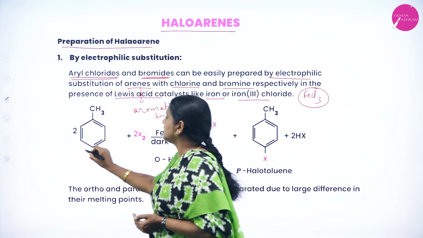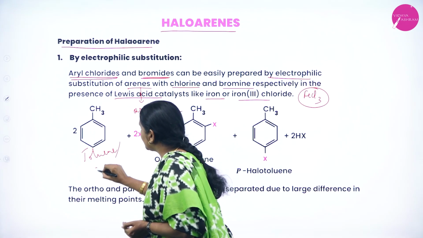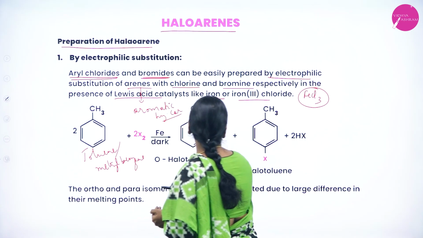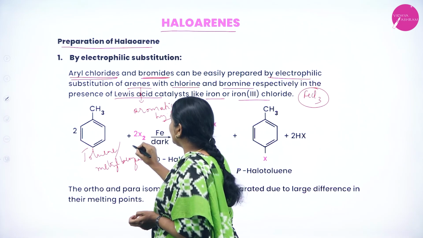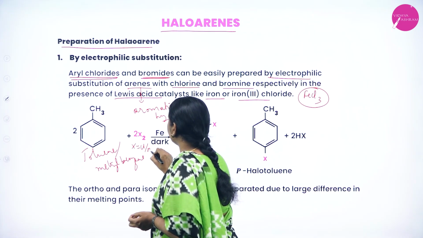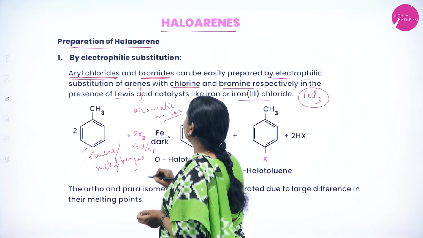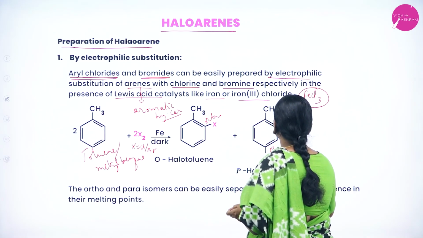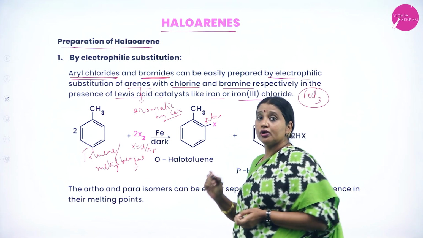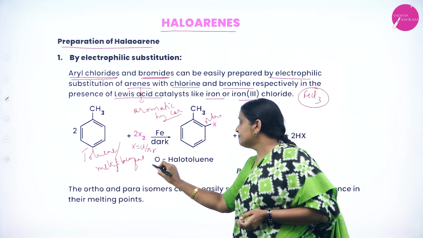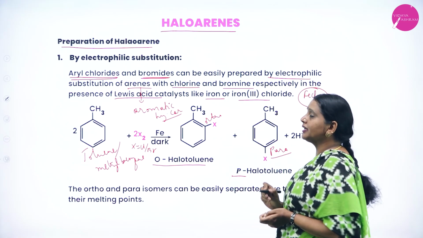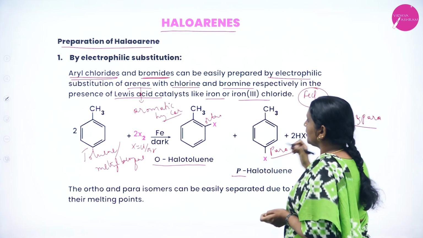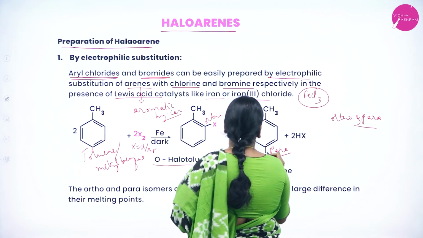I will take toluene. Toluene is the trivial name, the IUPAC name is methylbenzene. When it is heated with halogen, X2, where X is either Cl or Br, either chlorine or bromine, one halogen atom goes to the ortho position and one goes to the para position. Therefore, we get a mixture of 2 isomers, ortho and para products. This is ortho and this is para.